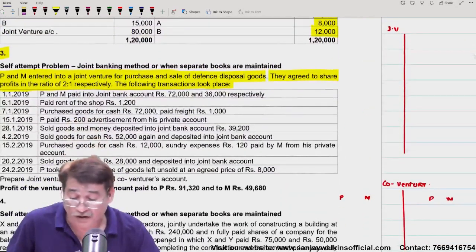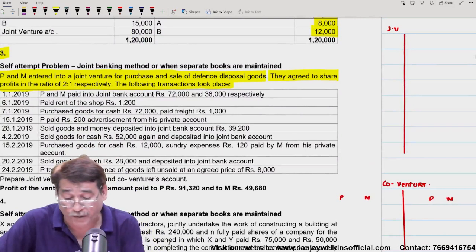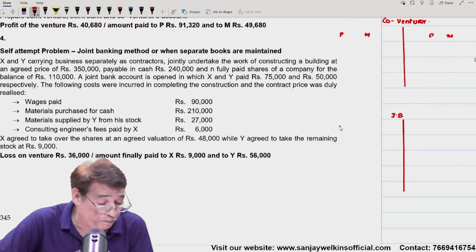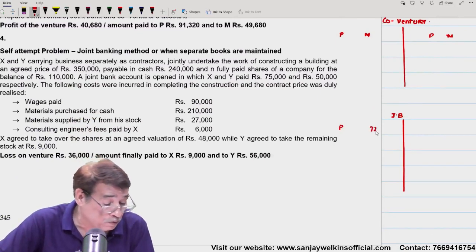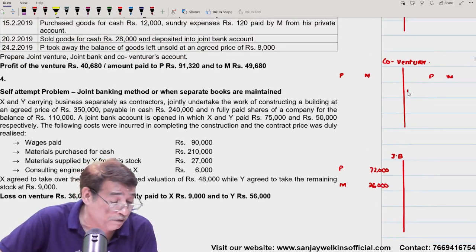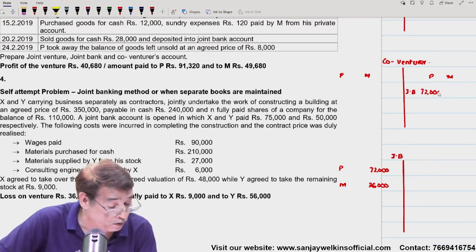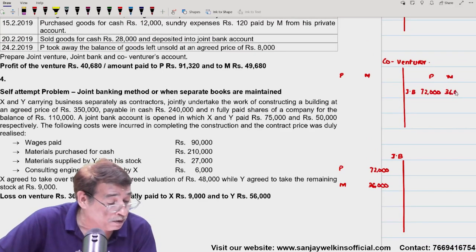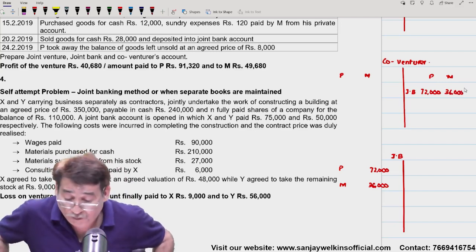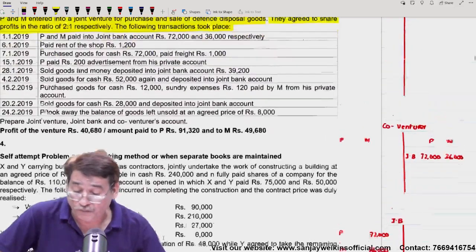Now in this question, the first information is that P and M paid into bank 72 and 36. Now, P paid 72,000. M paid 36,000. So first of all, joint bank account debit to P account and M account. On the credit side, I will write here by joint bank, 72,000 and 36,000. Correct?